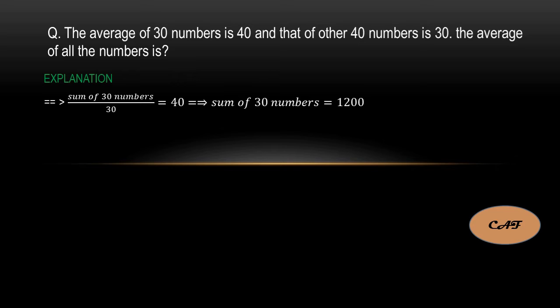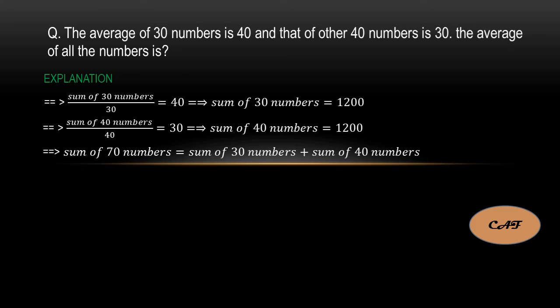So from that, the sum of 30 numbers is equal to 40 into 30, which is 1200. Next, the average of 40 numbers is 30. So the formula is sum of 40 numbers divided by 40 is equal to 30. From that, the sum of 40 numbers is also 1200. After that, the average of all the numbers: first 30 numbers, next 40 numbers.